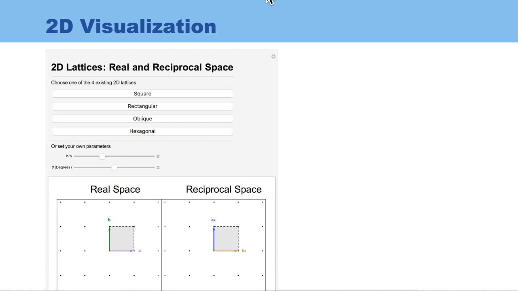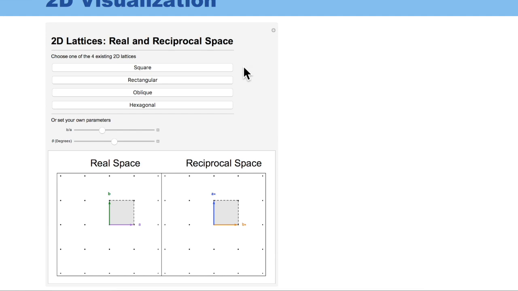Now, we are going to compare unit cells in real and reciprocal space to better visualize the change from real to reciprocal space. As I said earlier, there are 4 types of 2D lattices. In this image, you can see the real space lattice, and in this image, you can see the reciprocal space lattice. In real space, there are lattice vectors A and B, and in reciprocal space, there are lattice vectors A star and B star, which are perpendicular to their real counterpart.